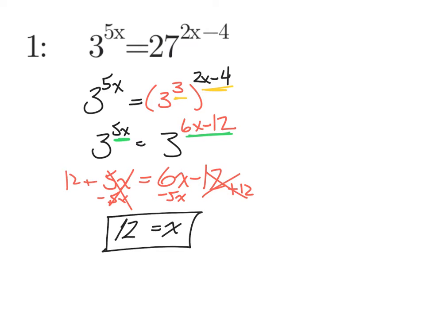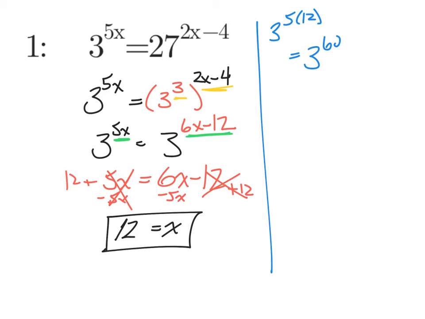Now you can check that answer to be sure, and all we have to do is plug 12 in for x on both sides of the equation. So if we had 3 to the 5 times 12, that's going to be 3 to the 60th power, which is huge. And you type it into your calculator, it'll give you like 4.23 E28.